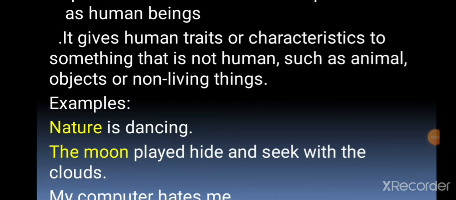Nature is dancing. Yes beta, can nature really dance? Yes or no? Can nature really dance beta? No. No students, nature cannot dance. It means students, human qualities or traits are given to the word nature. That's why students, it's an example of personification we can say.